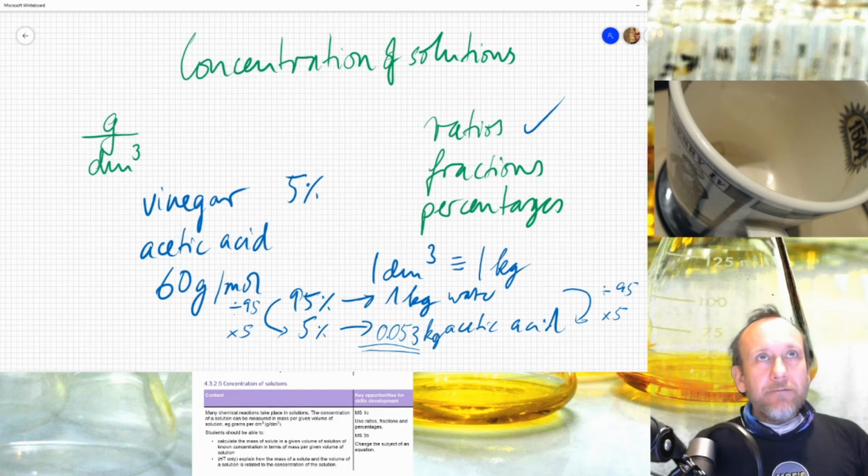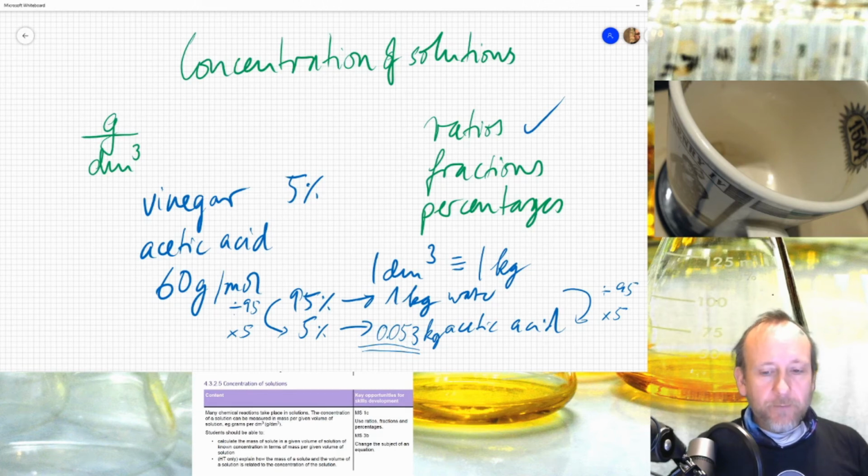If we, on the other hand, had an expansion of the water because we dissolved something in it, then that might change things. But unless you're specifically told that the volume changes, that would be quite an involved problem.